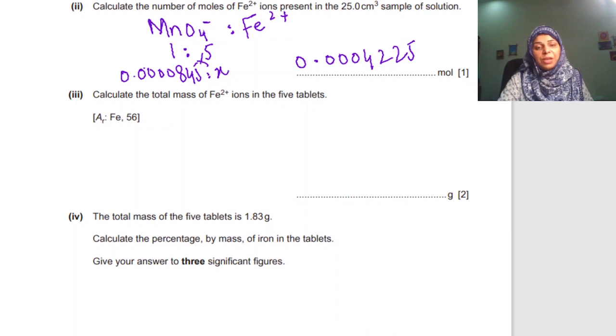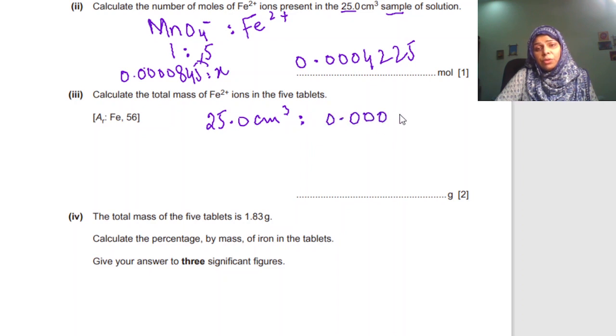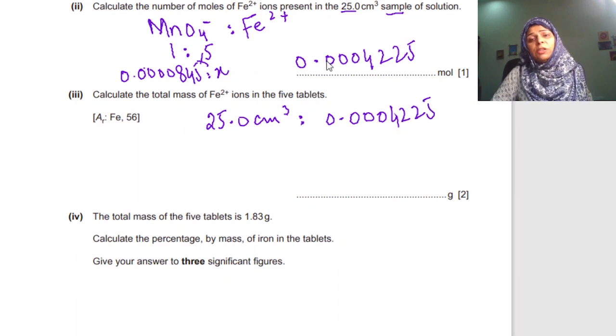Yes, first we have to know that we have got the moles in 25.0 centimeter cube of sample. So in 25.0 centimeter cube, we got the moles of iron as 0.000 — how many zeros were there? 3. Okay, 4225. Okay, in 25.0 we have got this.